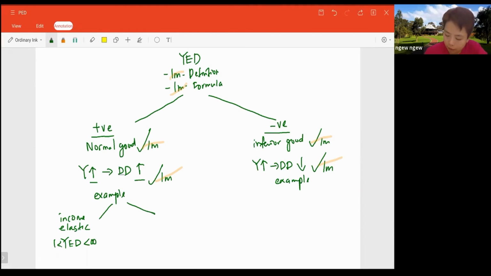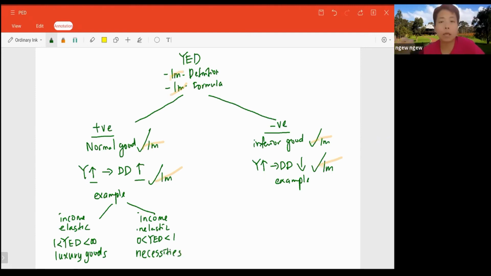And this shows that the product is a luxury, like holiday packages. When income rises by a small percentage, demand for holiday packages will rise by more than proportionately, okay? And another group, we have something called income inelastic demand. The YED value is between 0 and 1, and this is a necessity. So look at the case for necessities. When income rises, you might increase the purchase of basic necessities, but it wouldn't rise by a lot. The demand for necessities will rise by less than proportionately.